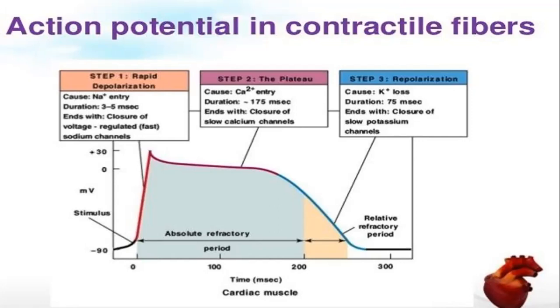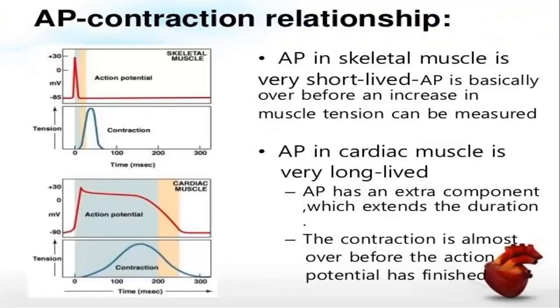That is phase 2. Then there is the phase of repolarization, phase 3. This is due to closing of the calcium channels and opening of different sets of potassium channels, which are responsible for efflux of potassium. And finally, there is returning to the resting membrane potential of minus 90 millivolt. That is phase 4. So this was the fast response action potential.